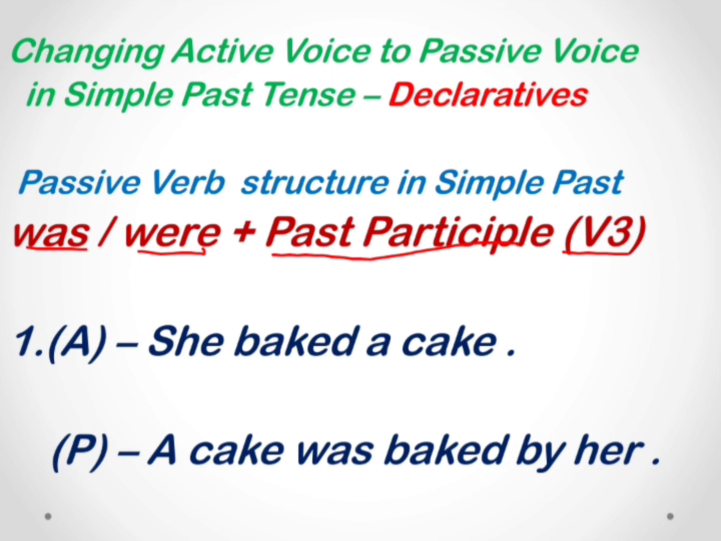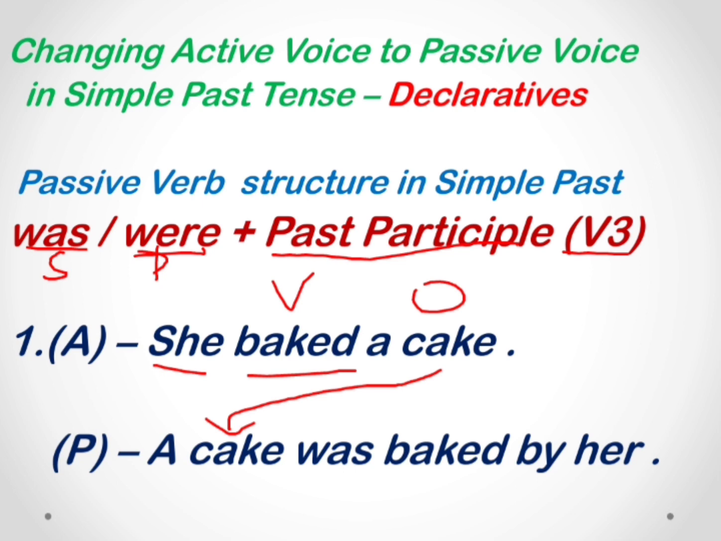Now the given sentence is she baked a cake. We should remember was is used for the singular subject and were is used for the plural subject. Now she baked a cake. Here she is the subject, baked is the verb. What did she bake? A cake. So that is the object. Now, the object of the active voice will become the subject of the passive voice. So, a cake is the subject of the passive voice.